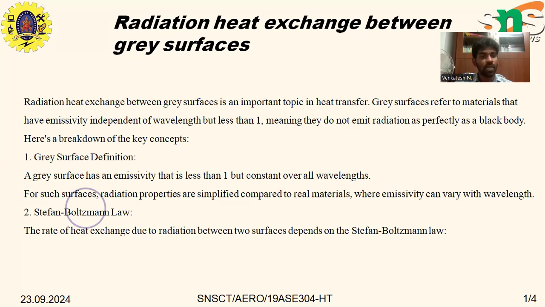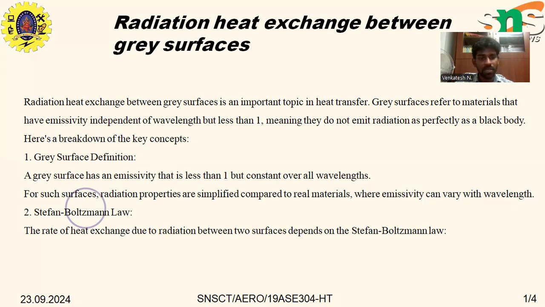Here's a breakdown of the key concepts and the gray surface definition. A gray surface has an emissivity that is less than 1 but constant over all wavelengths. For such surfaces, radiation properties are simplified compared to real materials, where emissivity can vary with wavelength, and it focuses on the Stefan-Boltzmann law concept also.